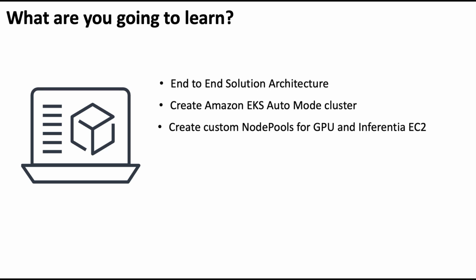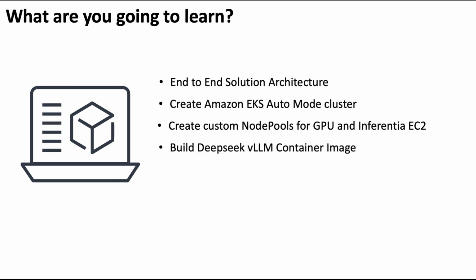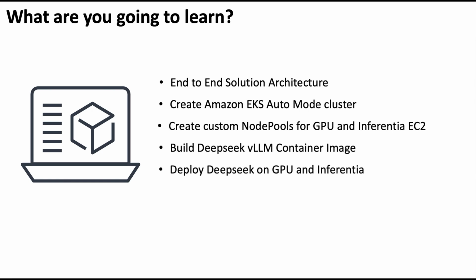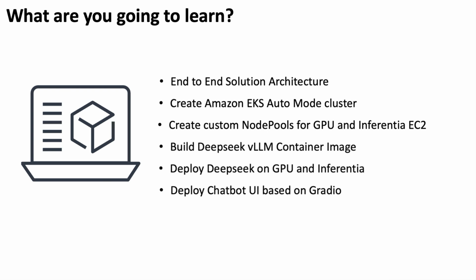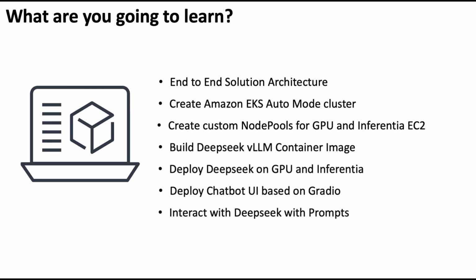You will also learn how to create custom Karpenter NodePools for GPU and Inferentia based EC2 instances. We will build container images for DeepSeek vLLM and push them to an Amazon ECR repo. And then finally, we will deploy the DeepSeek vLLM model on GPU and Inferentia based EC2 instances. We will also create a container image and then deploy a chatbot UI based on the popular Gradio user interface application. Finally, we will test the DeepSeek model by interacting with some simple prompts.